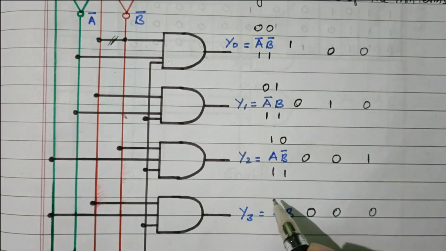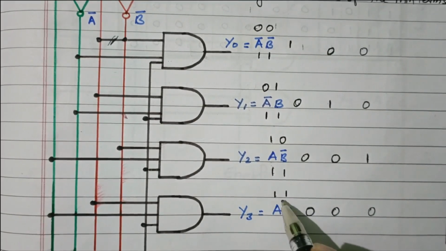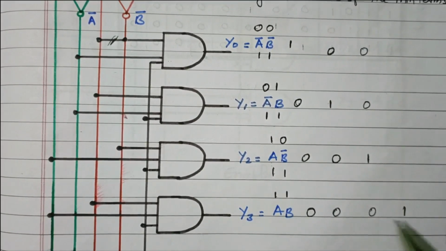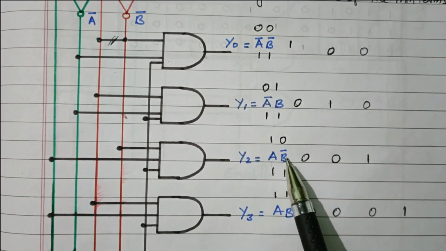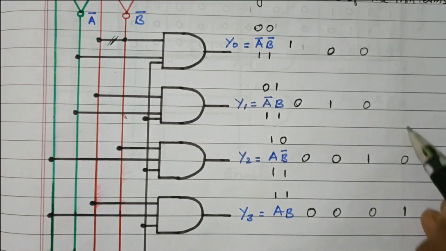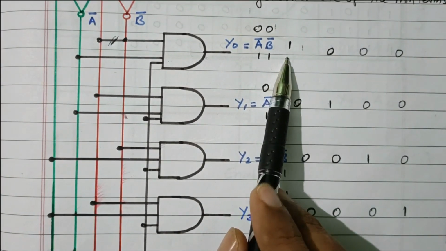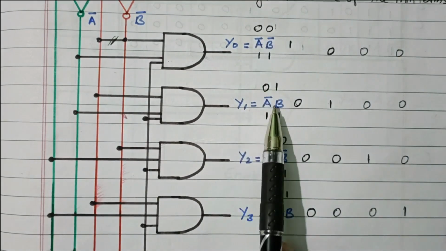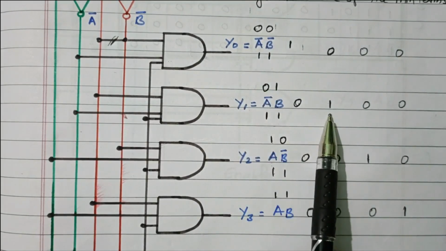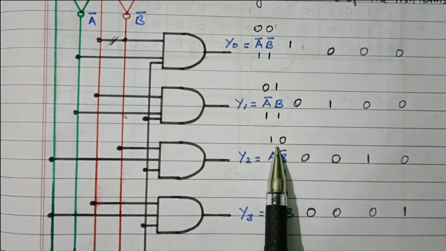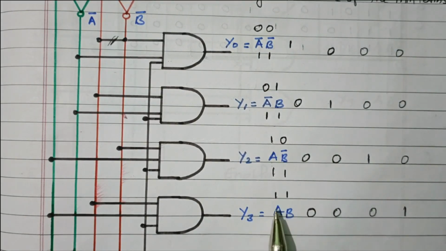Right. The fourth possibility is 1 1. Both are at high level, so we will get 1 as the output. In the other terms where the bar is there, B is 1, B bar becomes 0, so the output becomes 0. Right. See this, now we are getting Y0 is 1 when it is 0 0. When it is 0 1 we will get Y1 is 1. When it is 1 0 we are getting Y2 is 1. When A and B are 1 1 we are getting Y3 as 1. So we are getting these 4 possible outputs.